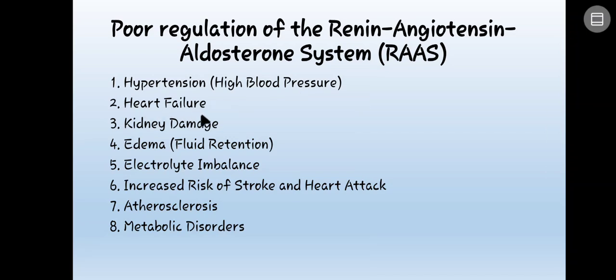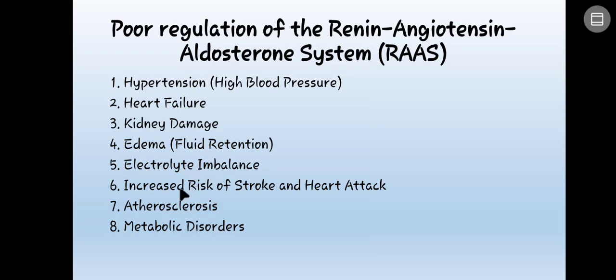It can cause heart failure because if someone is having a low blood pressure and this RAAS system is not activated, or is poorly regulated, then the blood pressure does not increase with the help of this process. An inadequate amount of blood supply would be the situation, and therefore vital organs like the heart and the brain are not going to get an adequate amount of blood supply, and that can cause heart failure. Vital organs, including the kidney itself, can suffer kidney damage. Also edema, fluid retention. Is that okay? Electrolyte imbalance.